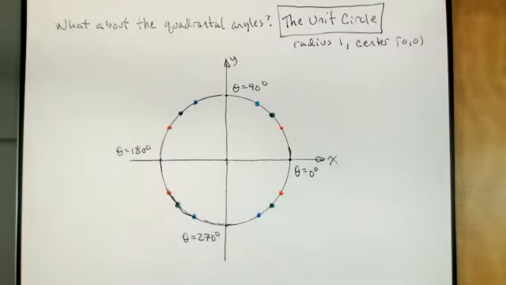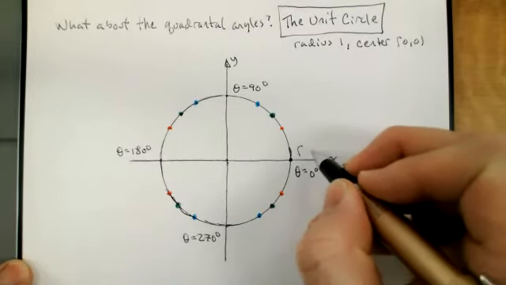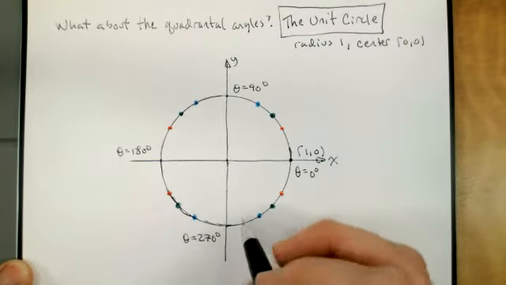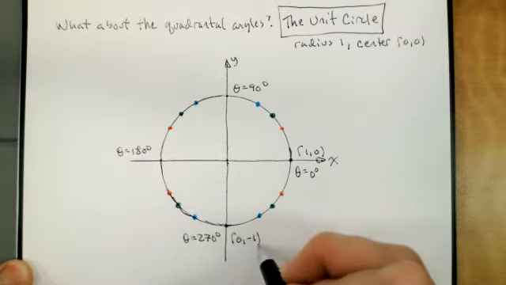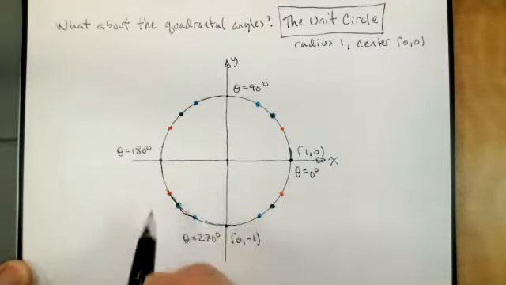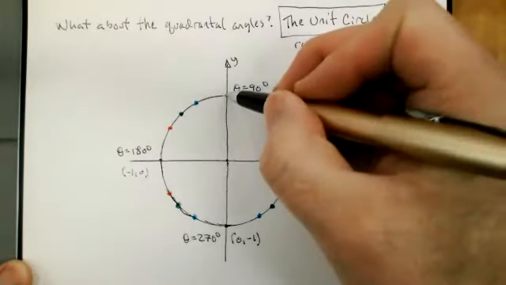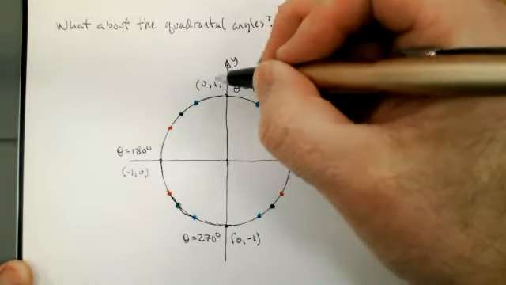That means we're going to have coordinates going all the way around the circle. So when theta is equal to 0 degrees, the coordinates of this point will be 1, 0. At 270 degrees, the coordinates of this point are going to be 0, -1. At 180, the coordinates there will be -1, 0. Then at 90 degrees, the coordinates up here will be 0, 1.